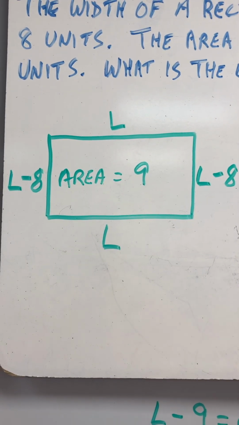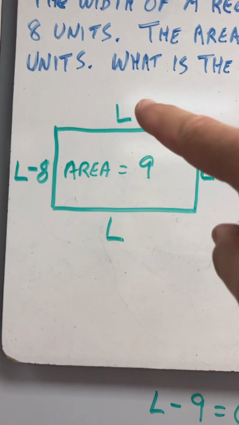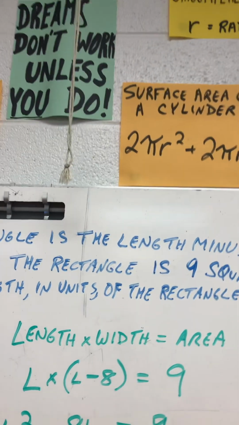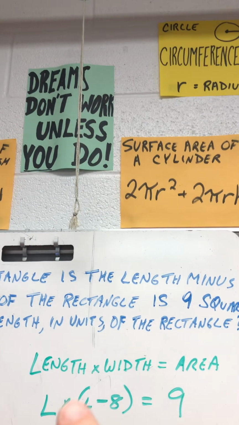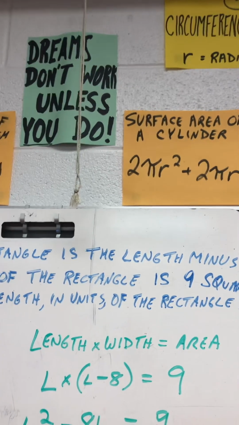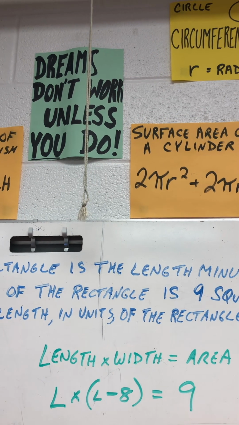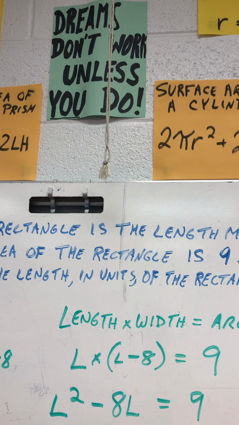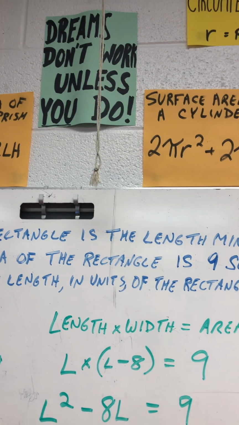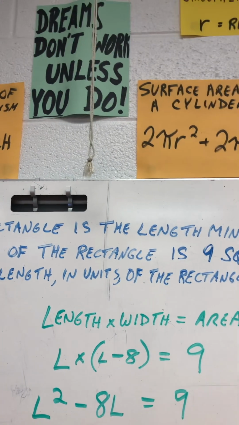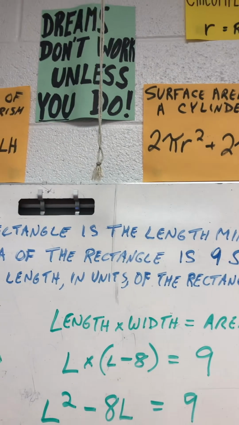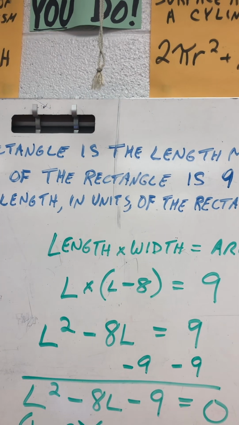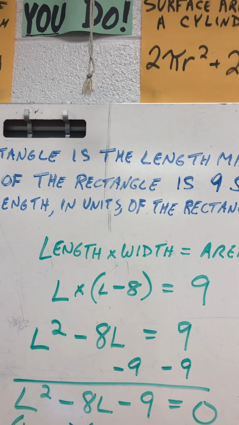How do you find the area of a rectangle? You do length times width. So I'm going to do length times width equals area. So L times L minus 8 equals 9. Distribute the L, you get L squared minus 8L equals 9. To solve this problem, I have to have the right side equal to 0. So I'm going to minus 9 to both sides and get L squared minus 8L minus 9 equals 0.